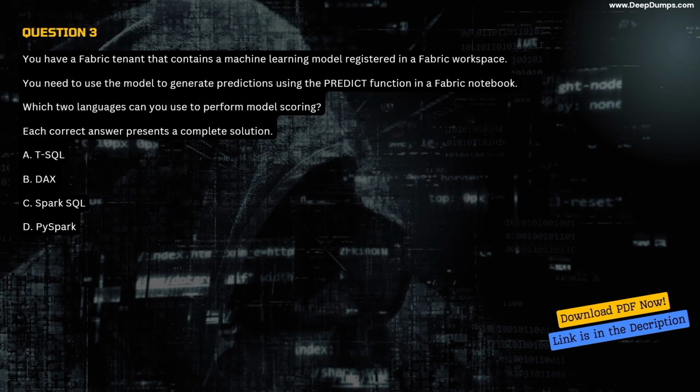Question 3. You have a Fabric tenant that contains a machine learning model registered in a Fabric workspace. You need to use the model to generate predictions using the PREDICT function in a Fabric notebook. Which two languages can you use to perform model scoring? Each correct answer presents a complete solution. A. T-SQL. B. DAX. C. Spark SQL. D. PySpark. Correct answer C and D.